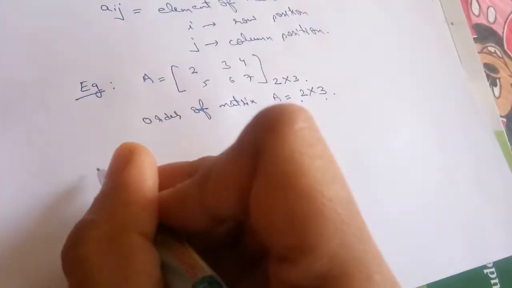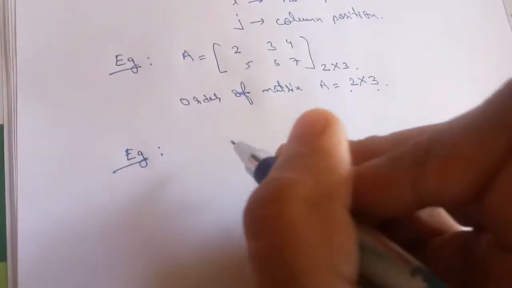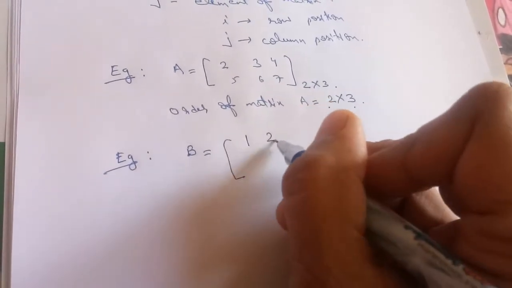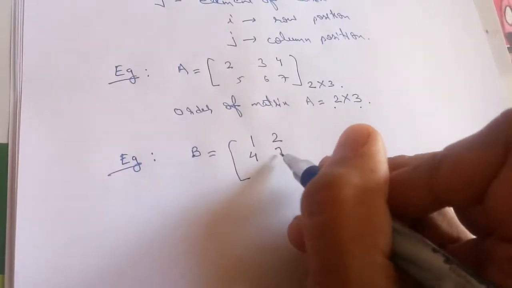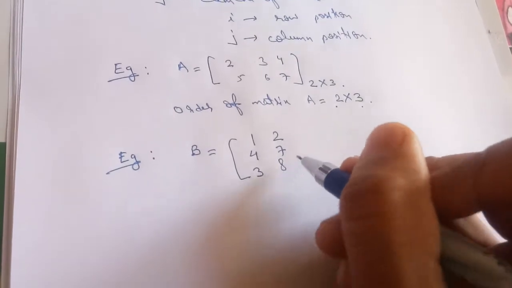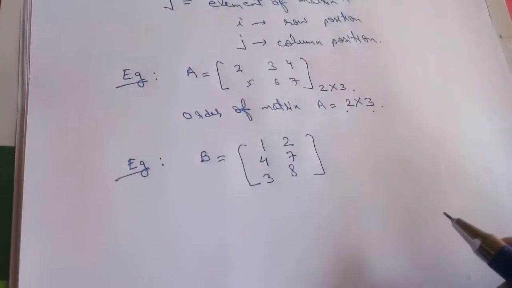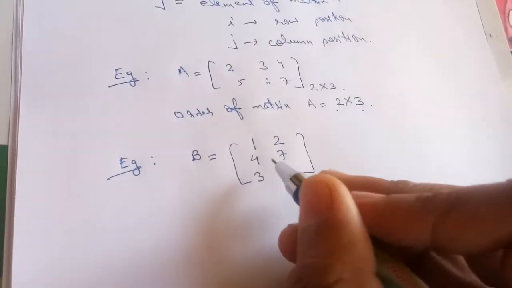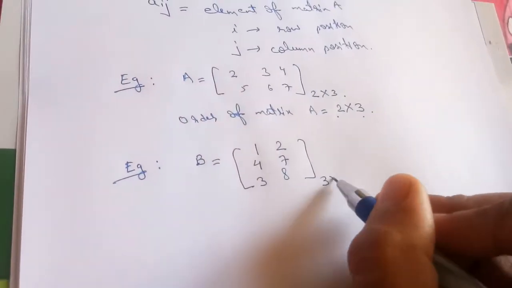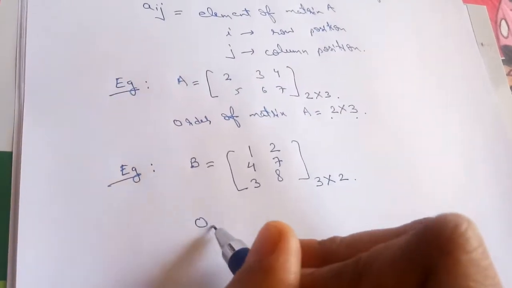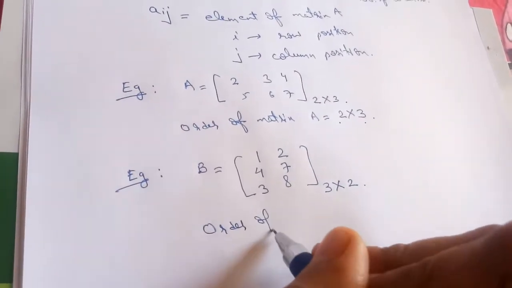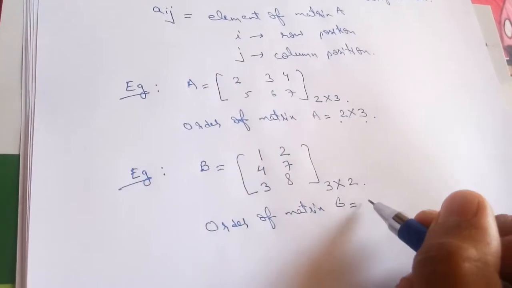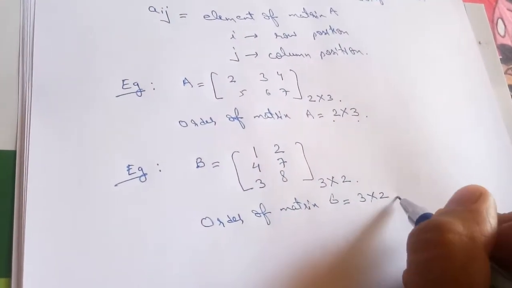We can take another example. Suppose we have matrix B and we take it as 1, 2, 4, 7, 3, 8. It has 3 rows and 2 columns. So the order of matrix B will be equal to 3 cross 2.